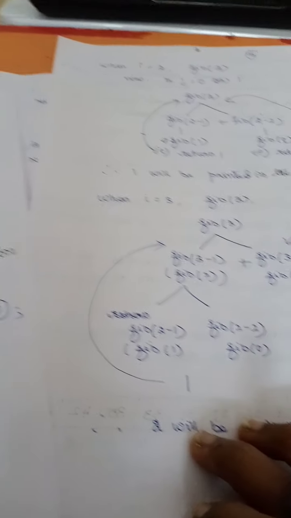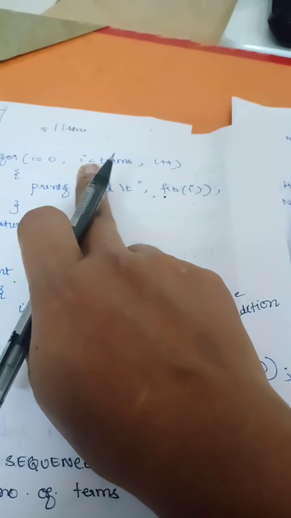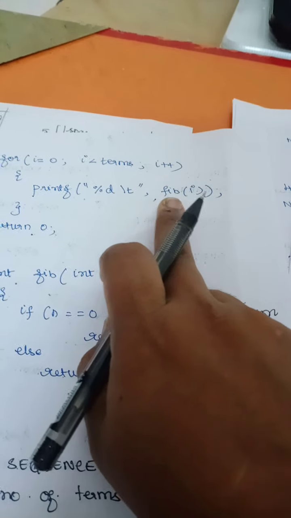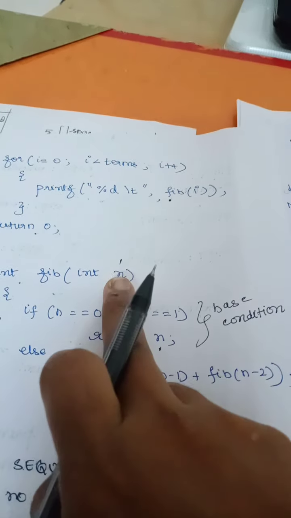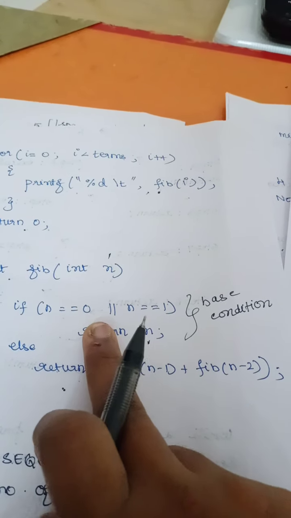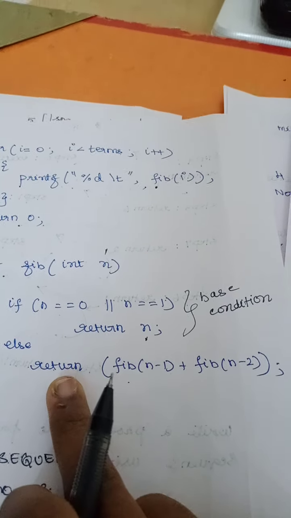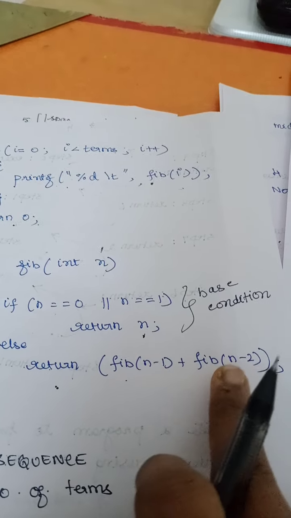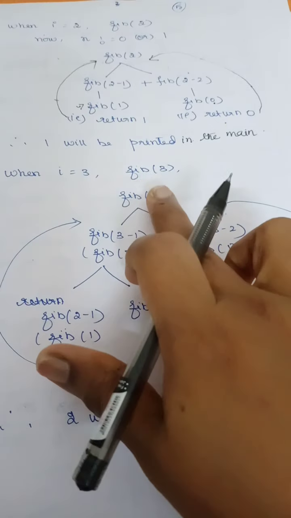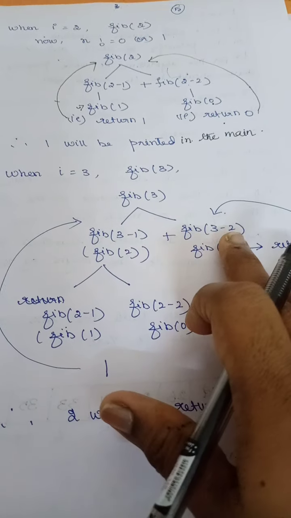Now again I have what? My i. So 3 is less than 4. So the condition is true. So again I will call fib of 3. 3 means again my n value is 3 here. So I will come here. n is equal to 0? n equal to 1? No. So I will come here, return 3 minus 1 plus 3 minus 2. So fib of 3 minus 1, fib of 3 minus 2.